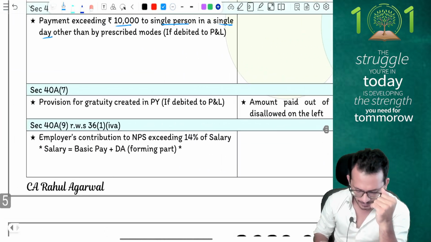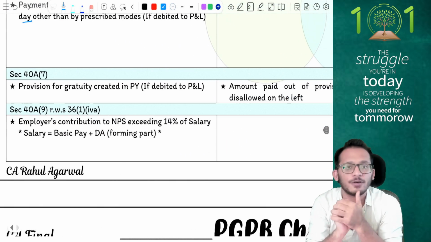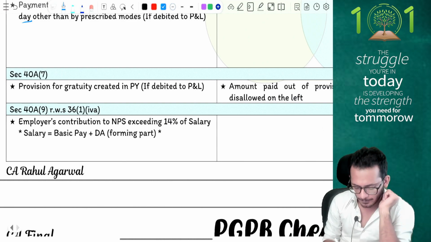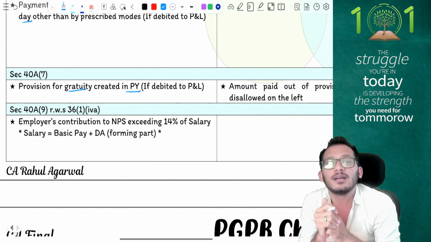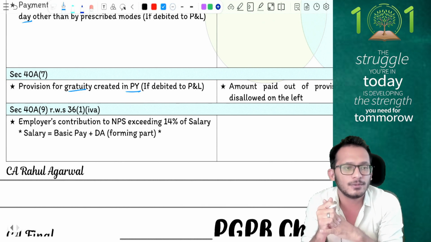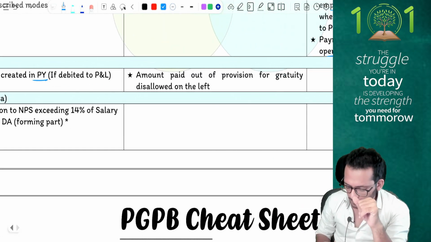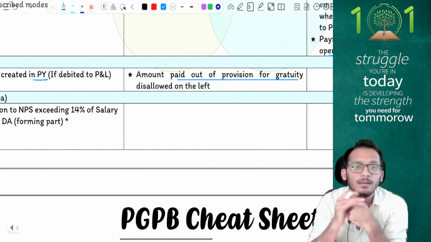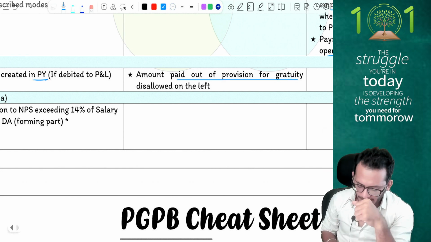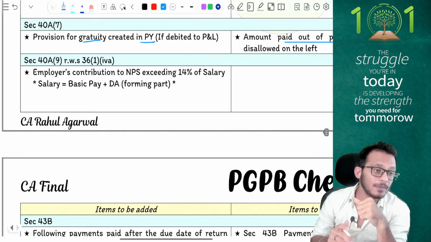Great. Then we have section 48(7), people. Section 48(7) comes and clarifies if you have had any provision for gratuity which is created in the year, then I will disallow this expense, and I will only allow this expense if it is paid on or before the due date of return filing. What is allowed as deduction is all amounts which is paid out of the provision for gratuity. Great. Then we have section 48(9), the amendment of the current year, people.